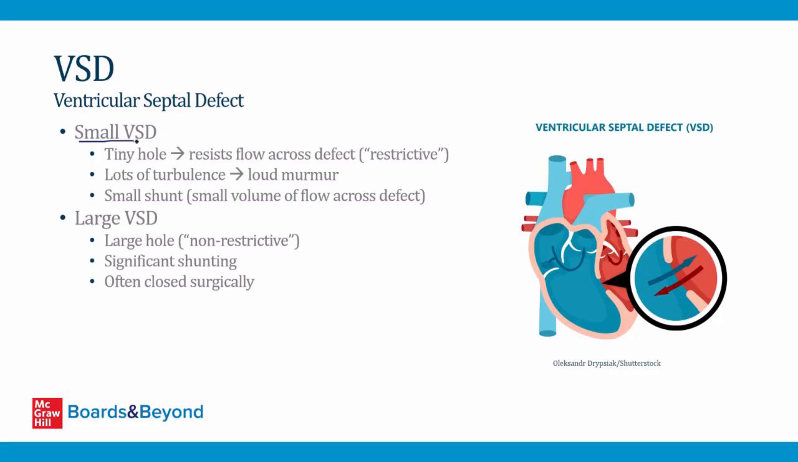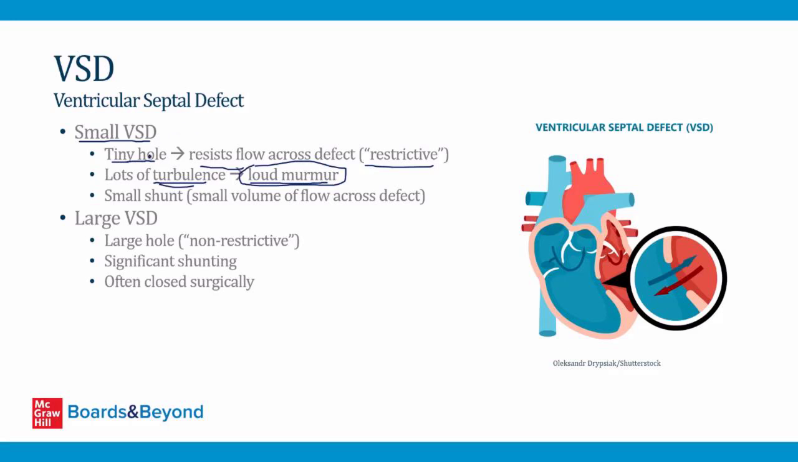If the VSD is small, that means there's a tiny hole in the septum between the left ventricle and the right ventricle. And it's very hard to push blood through tiny holes. So it's said that the small size of the VSD resists flow across the defect, and so sometimes small VSDs are called restrictive VSDs for this reason. When the hole is tiny, there's lots of turbulence as blood moves through the hole, so it can create a very loud murmur, and that's why VSDs classically cause a harsh or loud murmur, because of all the turbulence if the VSD is small.